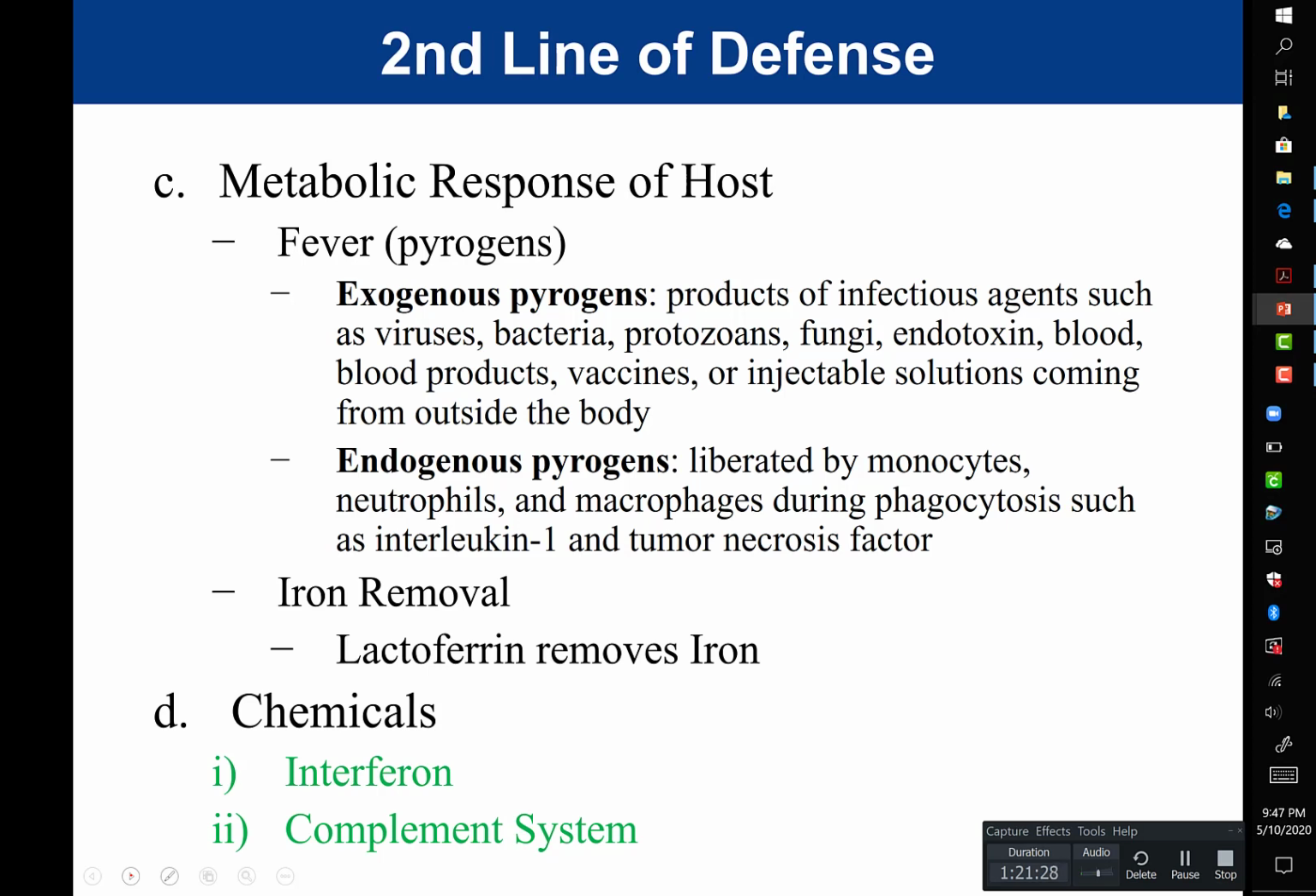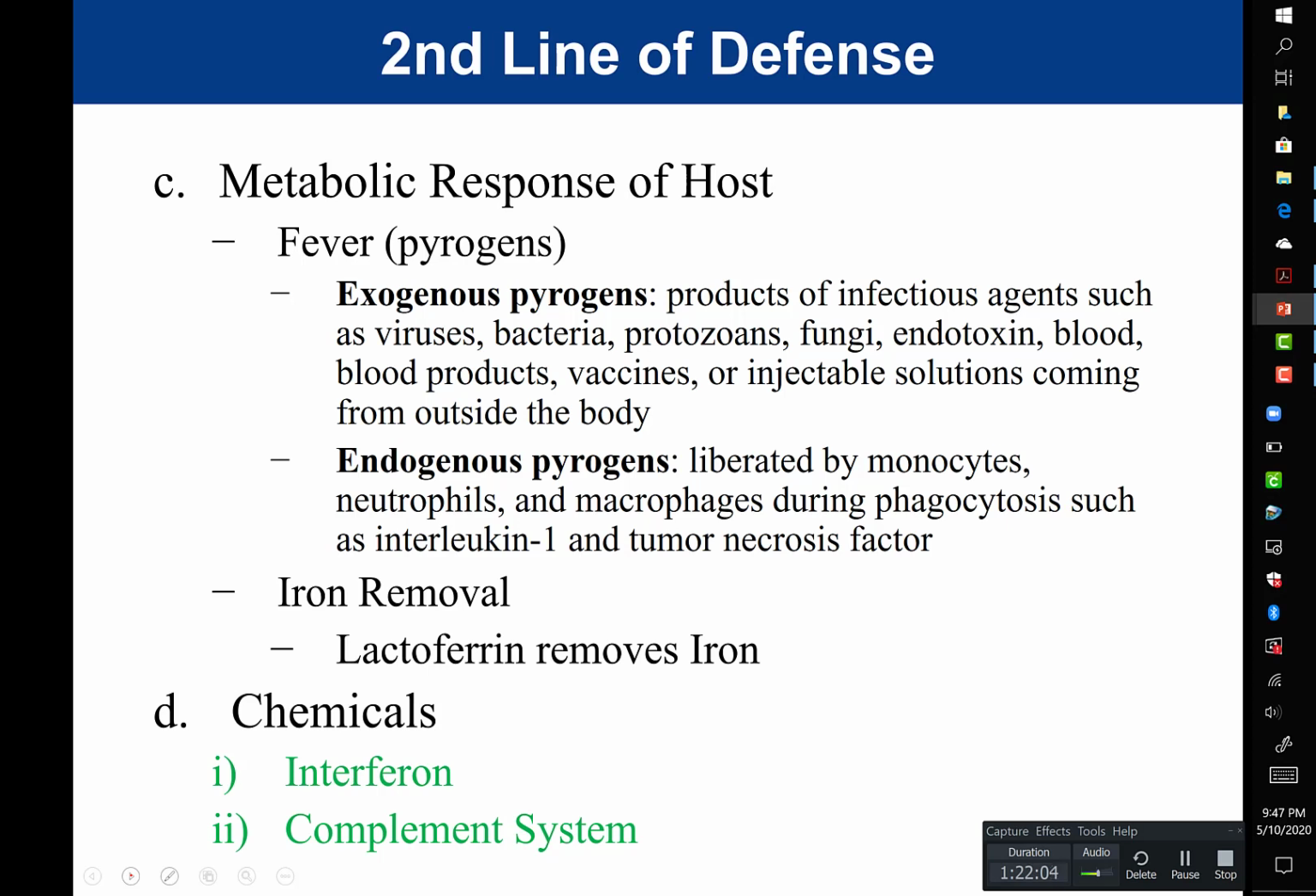We can have what are called exogenous pyrogens. These are products of infectious agents such as viruses, bacteria, protozoans, fungi, endotoxins, blood products, vaccines, or injectable solutions that come from outside of the body. So exogenous means that they're not produced internally. They are exogenous, meaning from outside the body. There are other things that come into the body that initiate a fever.